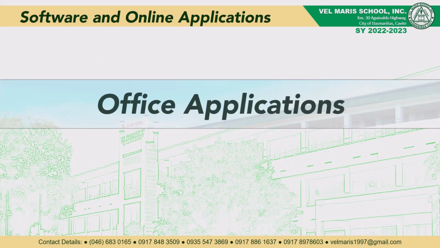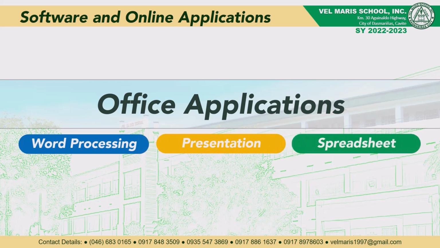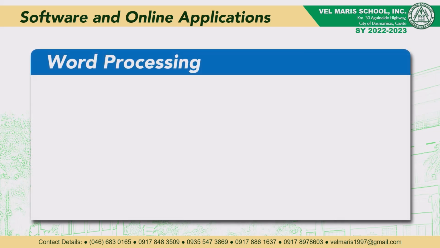Let's begin with the Office applications. Office applications are categorized according to purpose. It could be a word processing program, a presentation program, or spreadsheet program. Here are some functions of a word processing program.